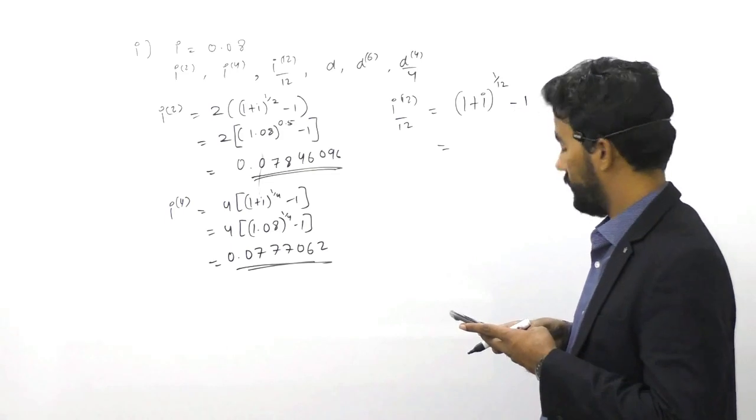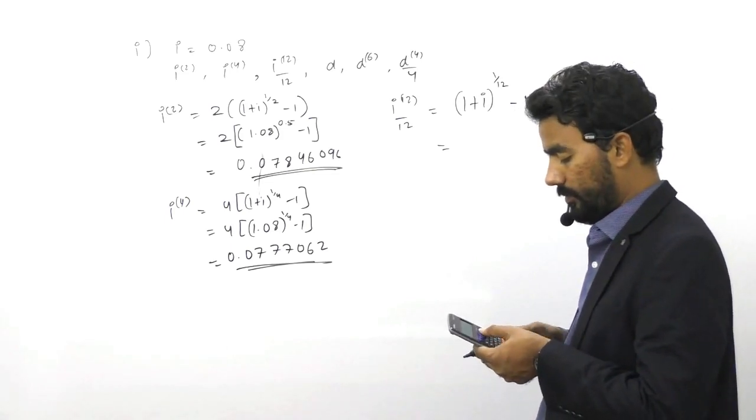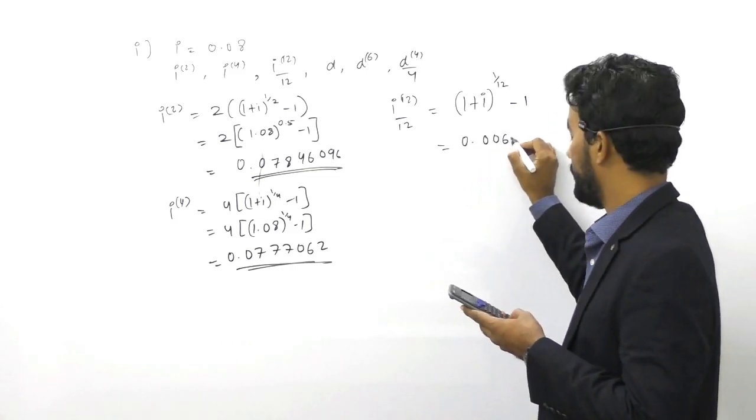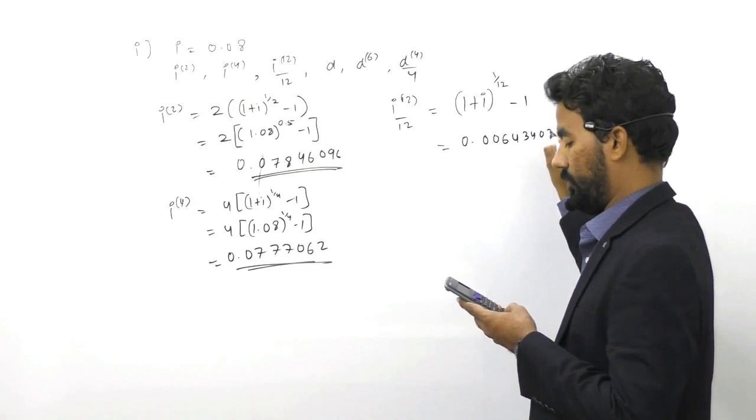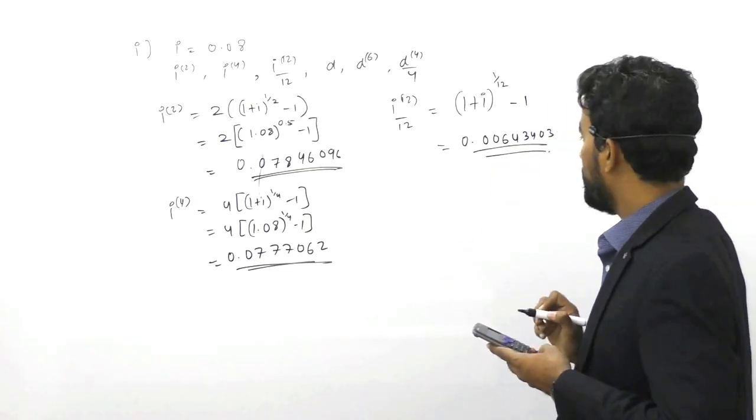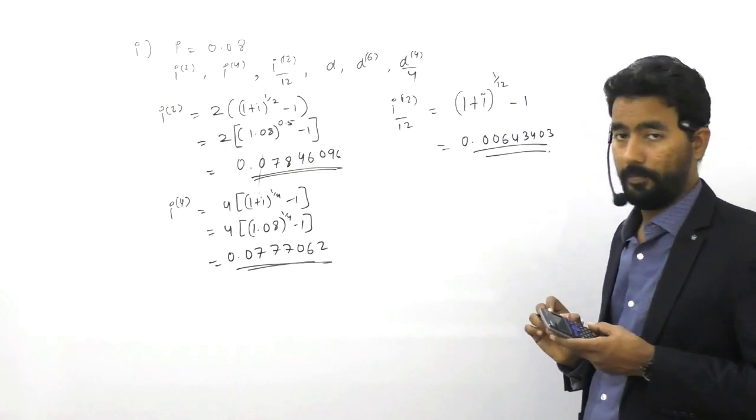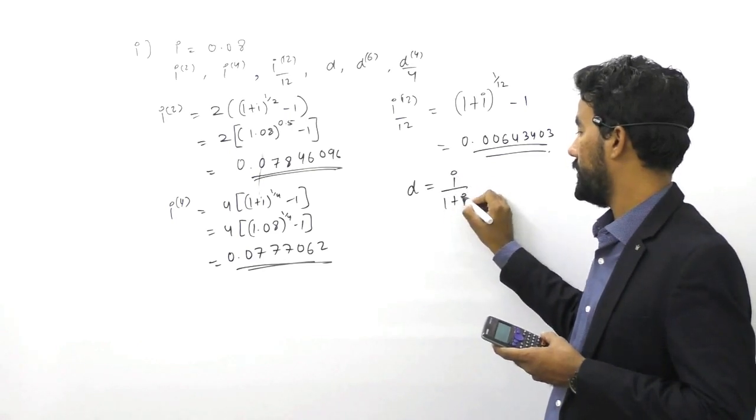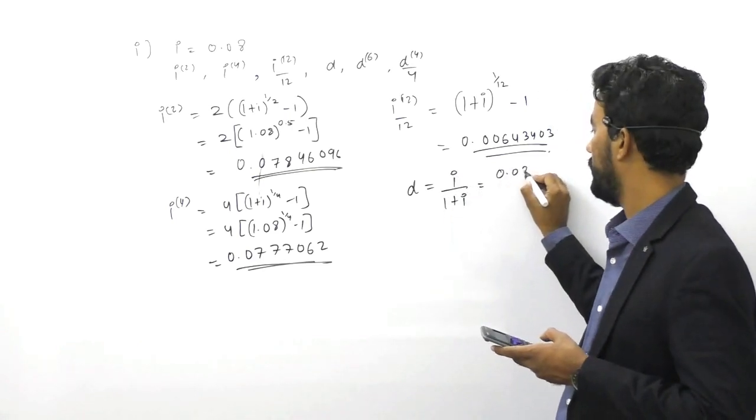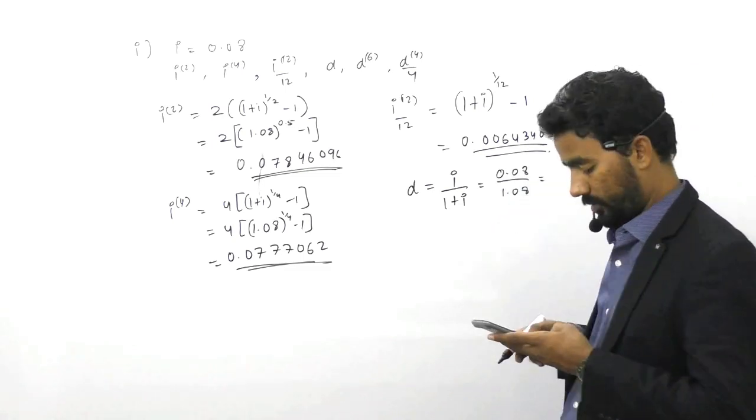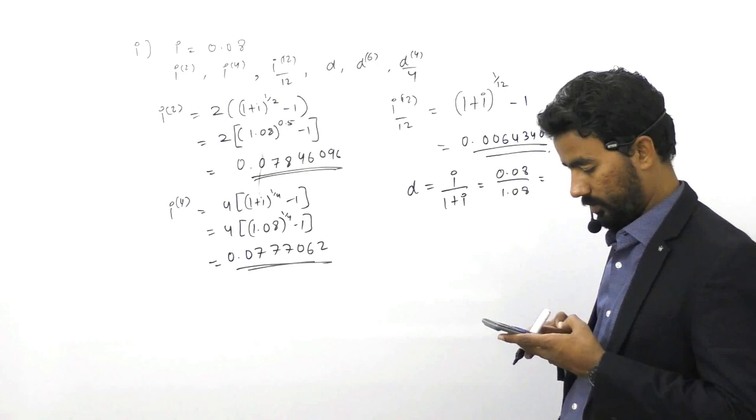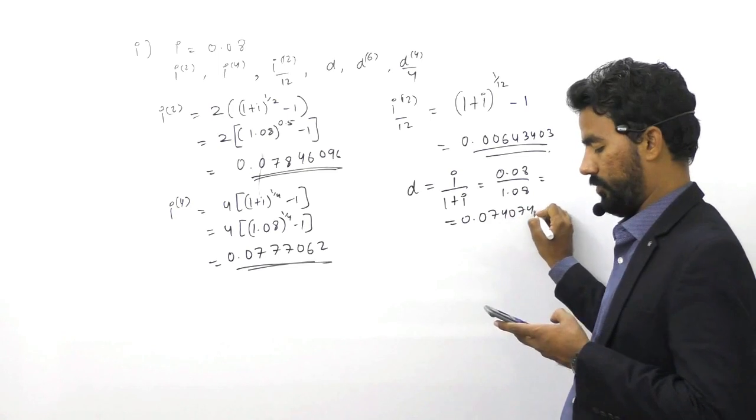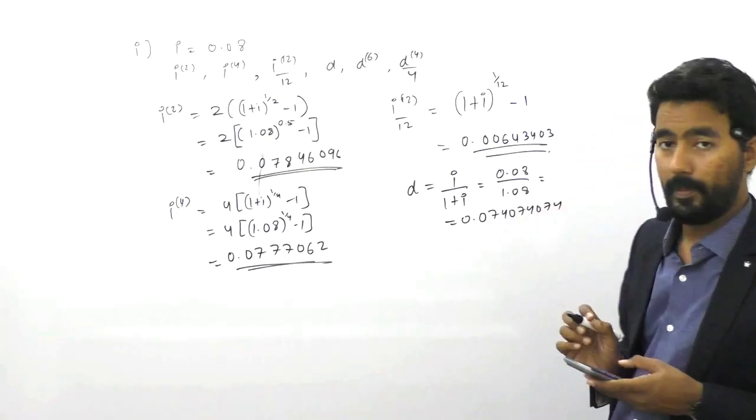1.08 raised to 1 by 12 minus 1. And the answer comes out to be 0.0064343. This is my answer for effective rate of interest per month. Now I can find D. D is equal to I upon 1 plus I, which is 0.08 upon 1.08, which is 0.074074074. This is my discount rate.